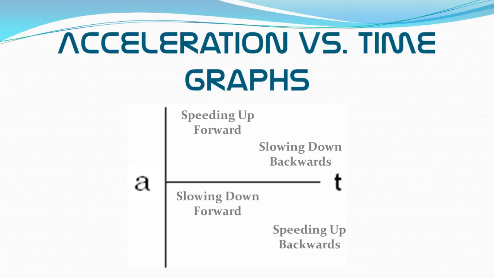Because acceleration is so situational, the best way to actually interpret or represent an acceleration versus time graph is to take the slope of a velocity versus time graph's motion. If it's a positive slope on a velocity versus time graph, it's a positive acceleration, so it's above. If it's a negative slope on a velocity versus time graph, it's below on the acceleration versus time graph.